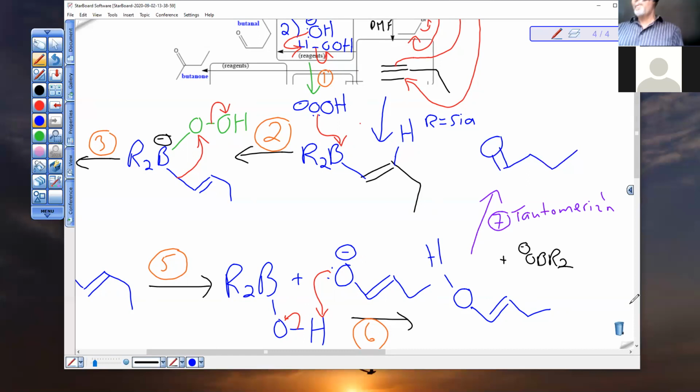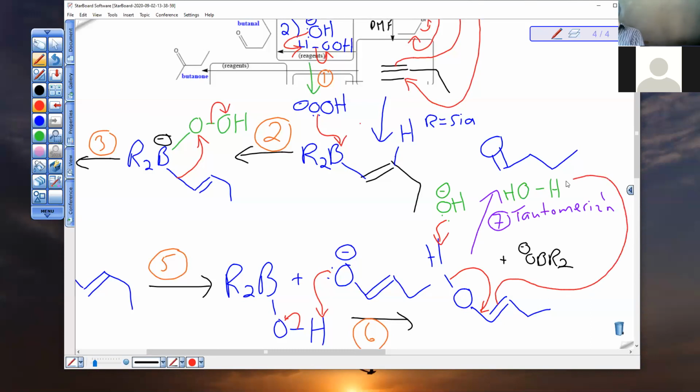The things available in this reaction are hydroxide and its conjugate base, which I'll sneak in here. Water. Hydroxide grabs the H. Sigma becomes pi. Pi breaks and protonates from the conjugate acid.